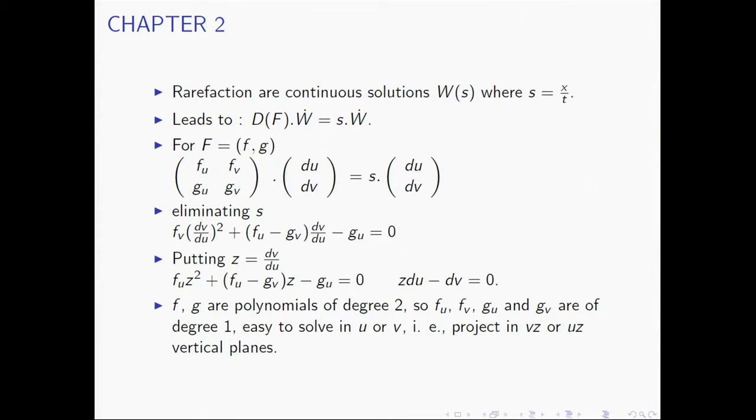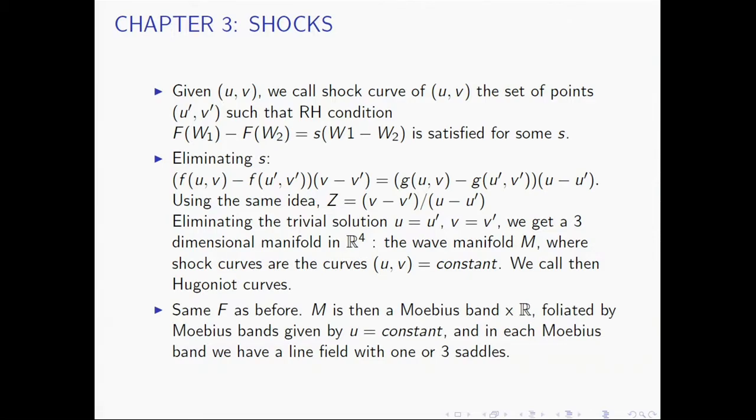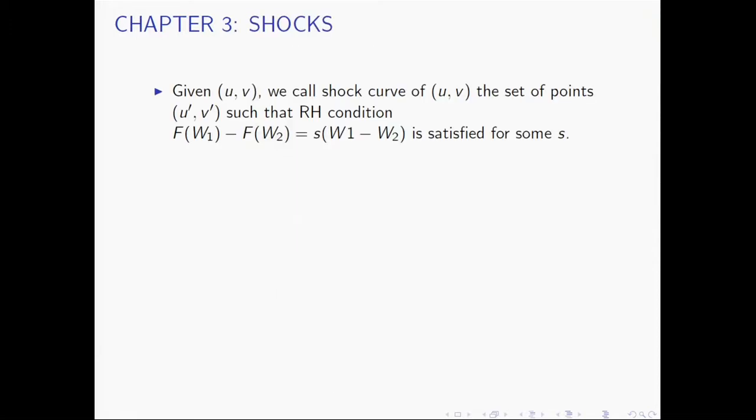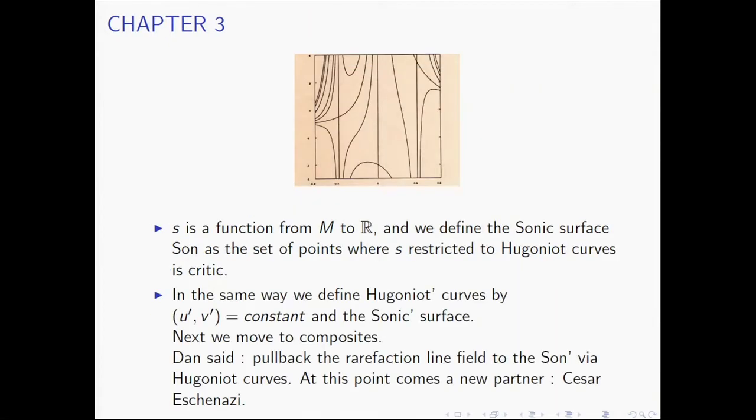This surface is important because this picture is in this surface. We call it the characteristic surface, the natural leaf locus for the fast and slow half actions. Another important element is eliminating S, his introduction of the three-dimensional manifold, the wave manifold, and the Hugoniot prime curve, sonic prime surface and sonic surface.